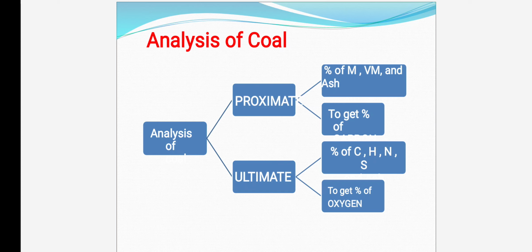Second one, ultimate analysis. In ultimate analysis we are going to determine the percentage of carbon, hydrogen, nitrogen and sulfur, and once you determine the percentage of these components, you just deduct it from 100. You will get the percentage of oxygen.